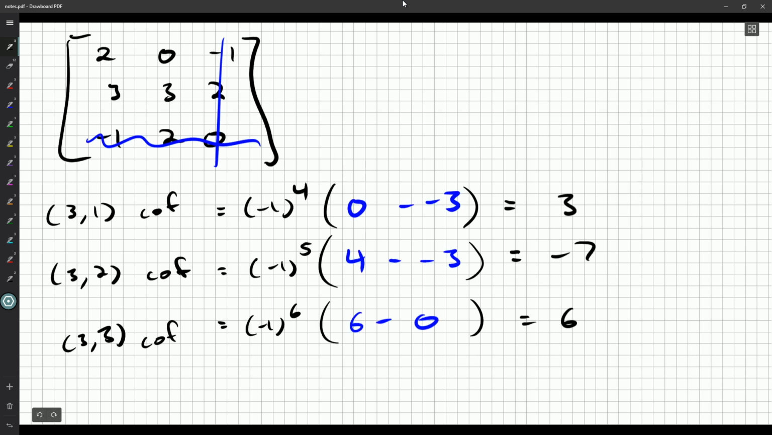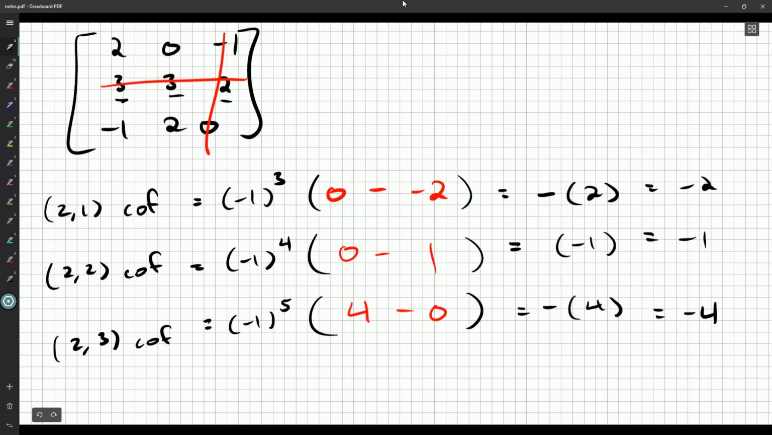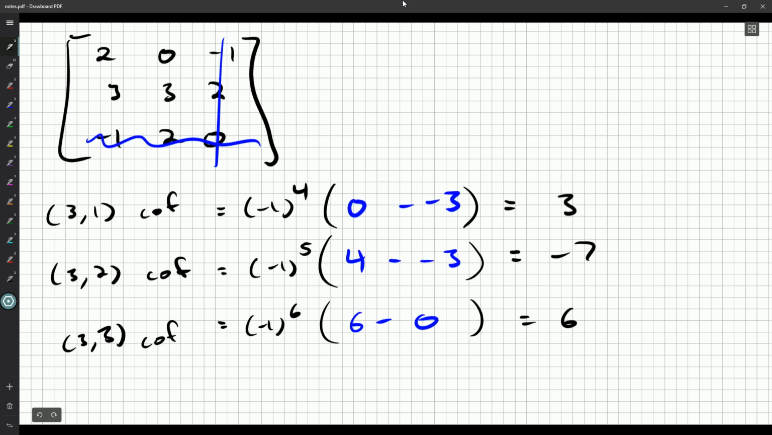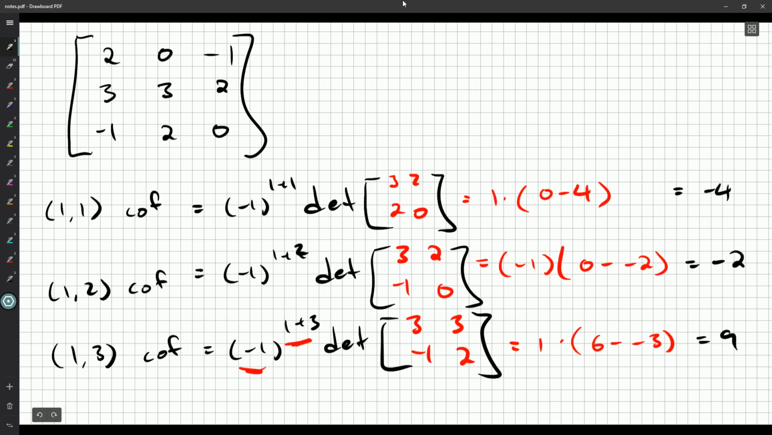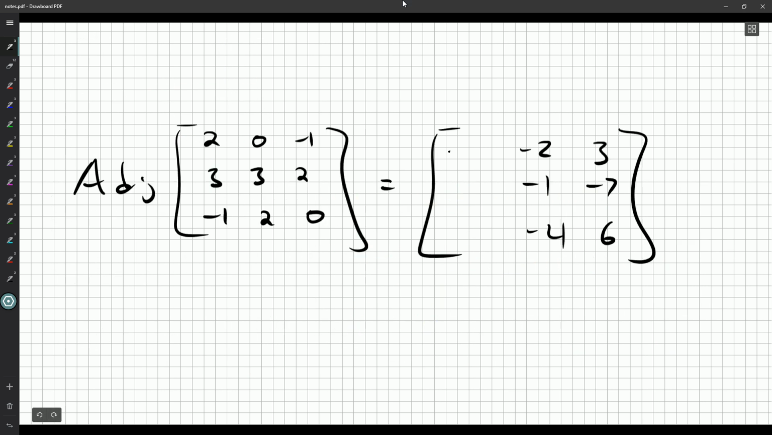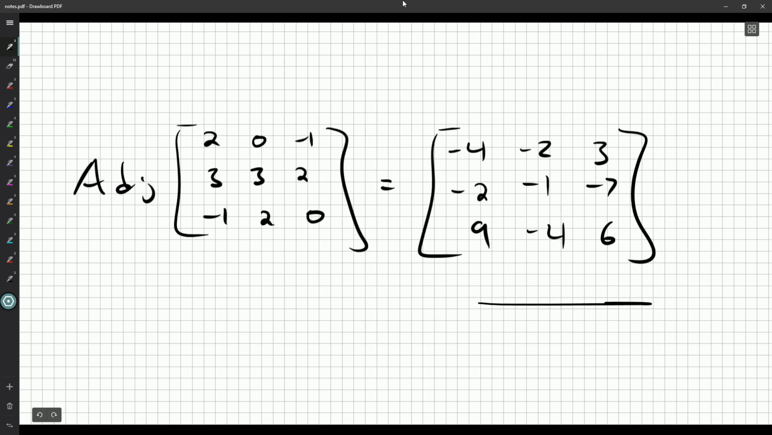So what was it? 3, negative 7, 6. Negative 2, negative 1, negative 4 there. Okay. And then the last one, negative 4, negative 2, and 9. All right, just double check. Did I have those right? Yep, negative 4, negative 2, and 9. So this should be the adjoint that we seek.